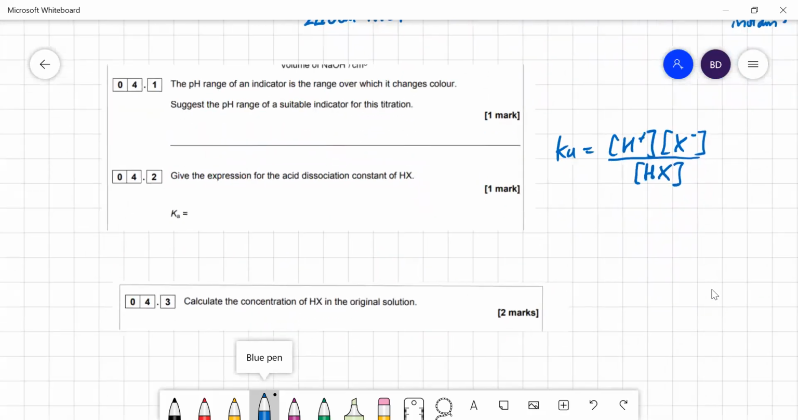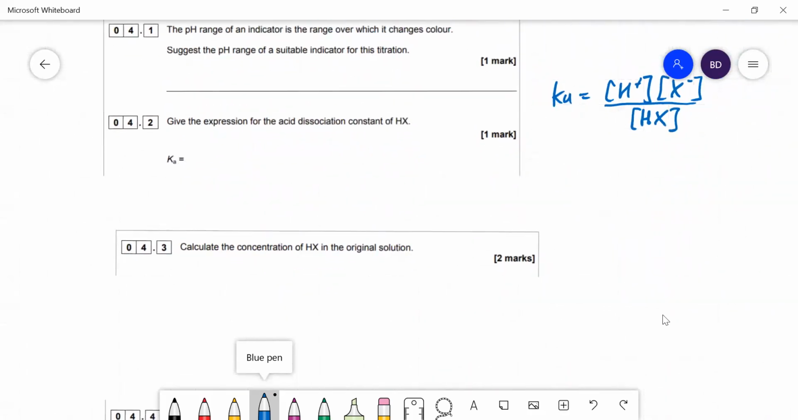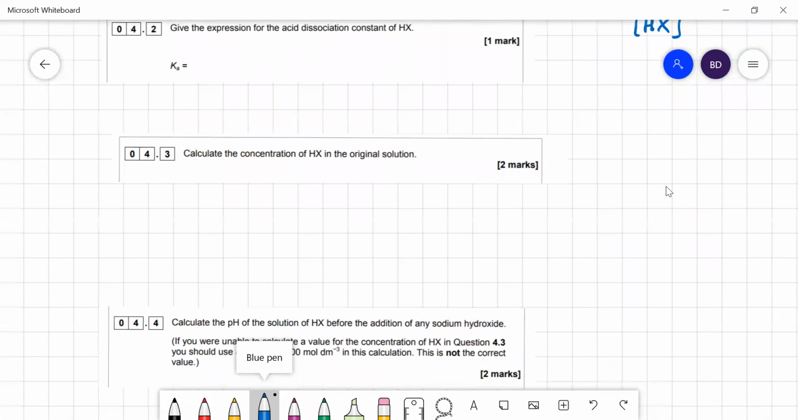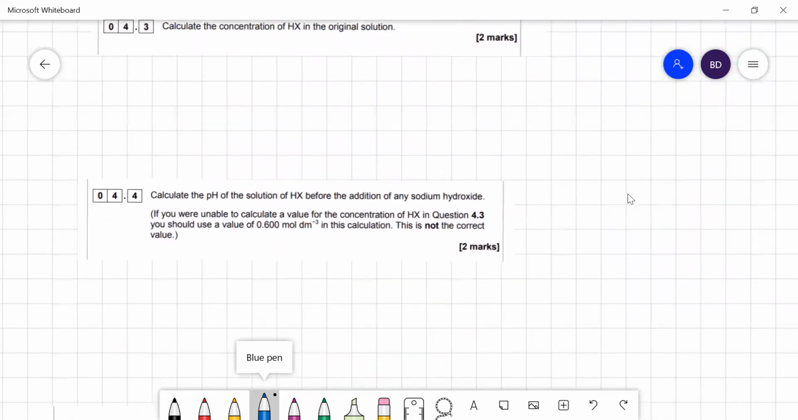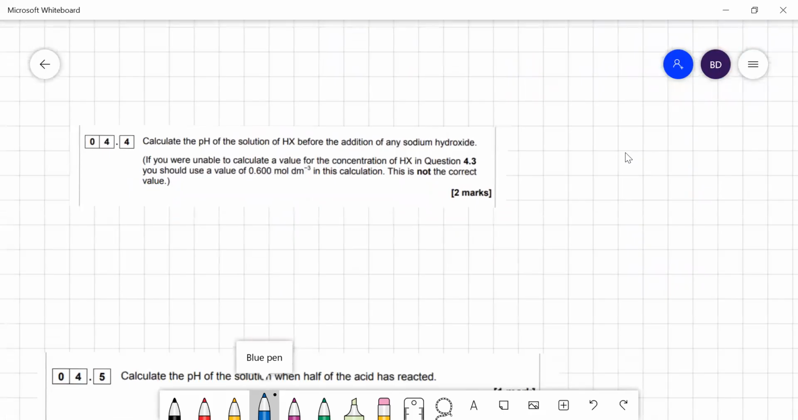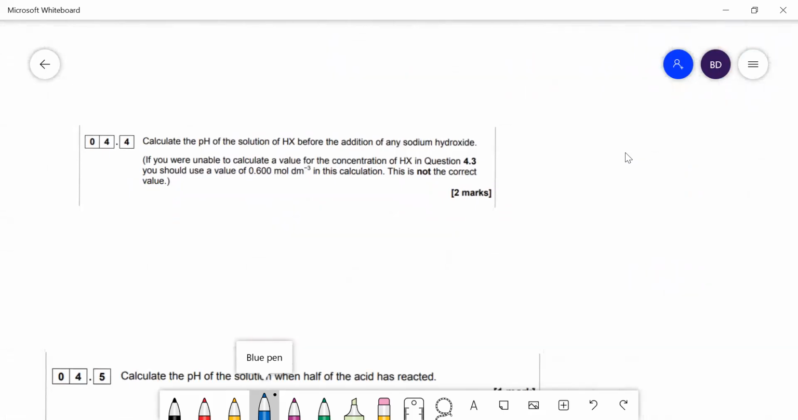Okay, so we've done that. 4.3, calculate the concentration of HX. Now 4.4, calculate the pH of the solution of HX before the addition of any sodium hydroxide. The concentration of HX we worked out is 0.096 moles per decimeter cubed. So how do we work out the pH of a weak acid?